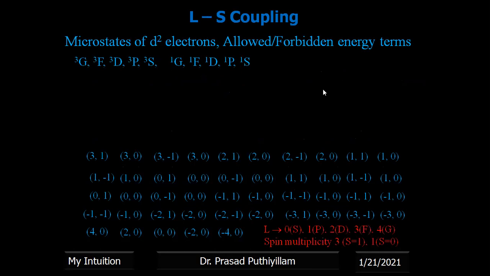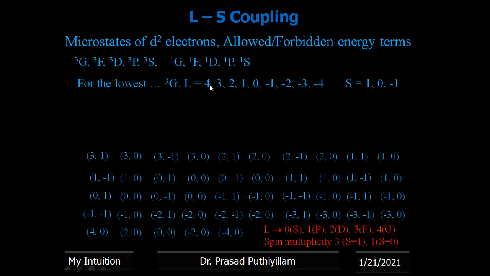We'll check one by one. So here L represents, S represents 0, that is L value, and 1 for P, 2 for D, 3 for F, 4 for G, and spin multiplicity 3, that means the S value will be 1, and spin multiplicity 1 then S value equal to 0, because here what these microstates represent is the L and S. Therefore we'll take this one in increasing order. We'll take the lowest energy level first, because that will be occupying the lowest energy level. For the lowest one, 3G, the L value, G represents 4, therefore it is 4.